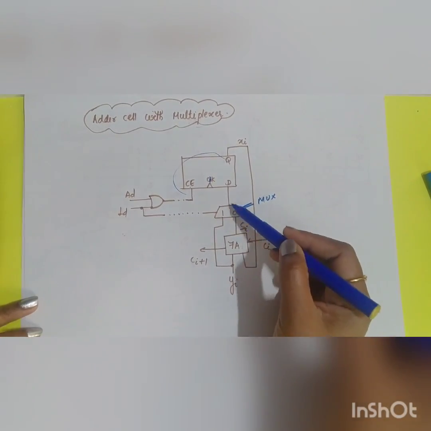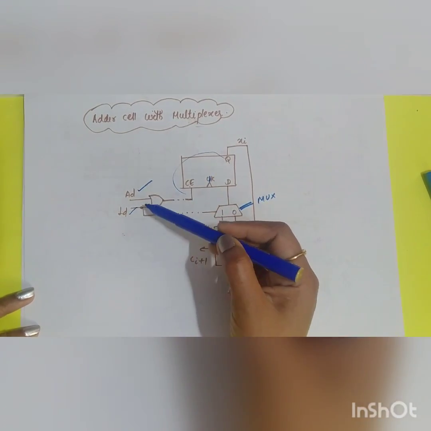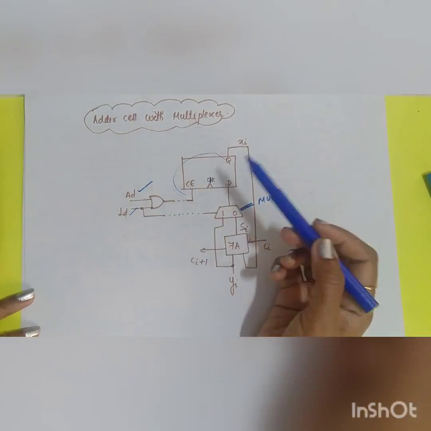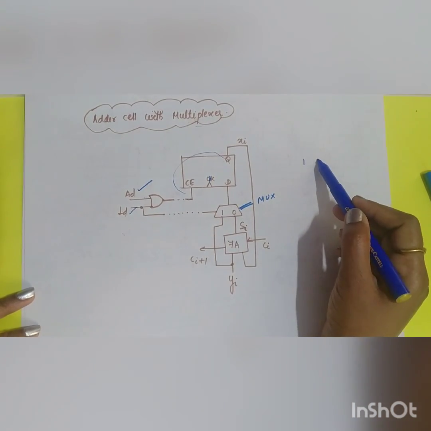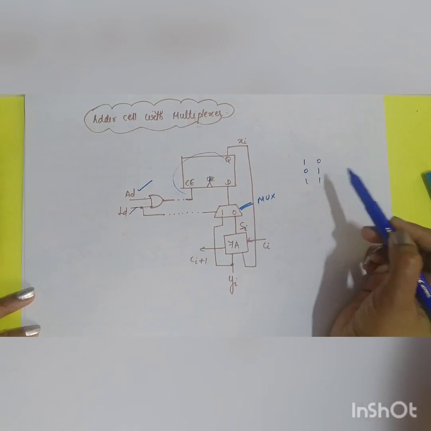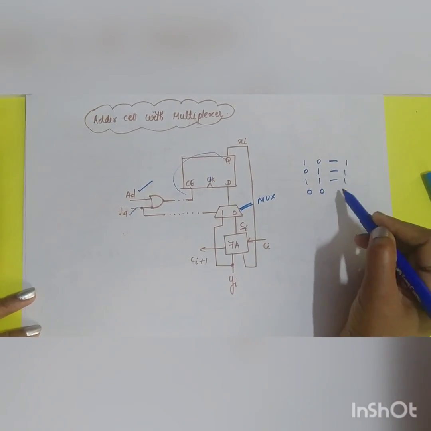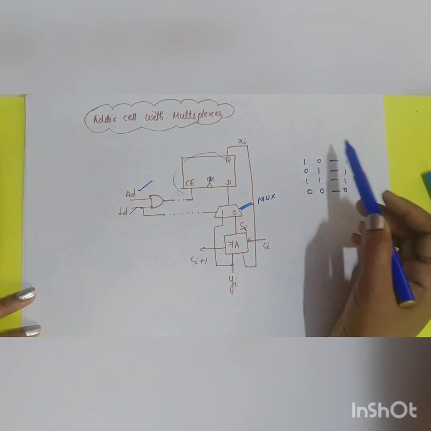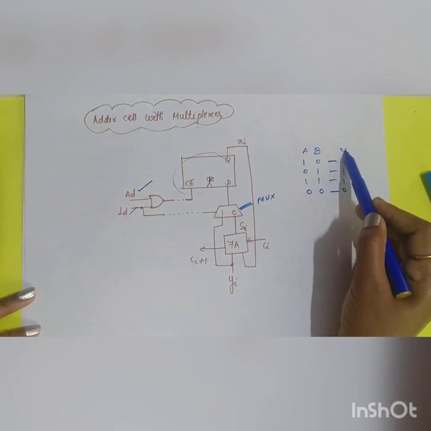So you have 2 inputs and 1 output here, and both your add signal and your load signal are connected to an OR gate. How will your OR gate work? If any one input is equal to 1, you will get the output as 1. If both the inputs are 0, you will get the output as 0. So it is A, B, Y.